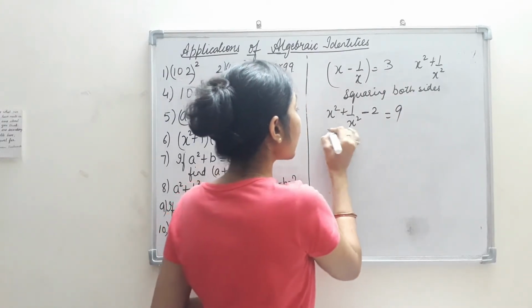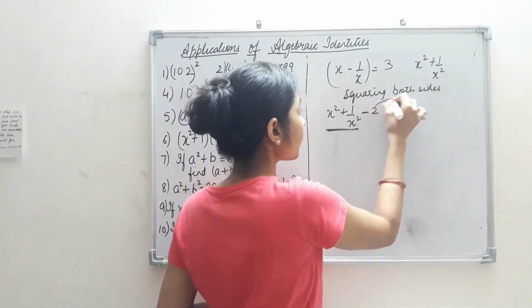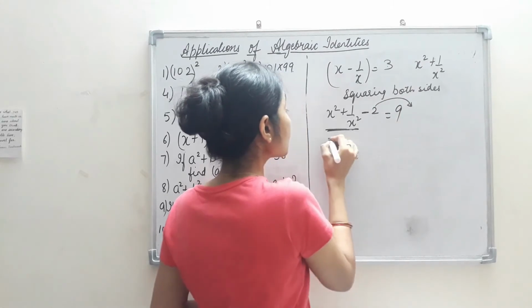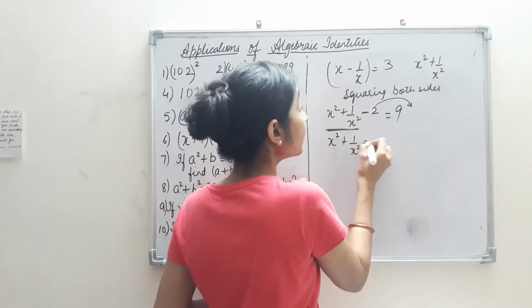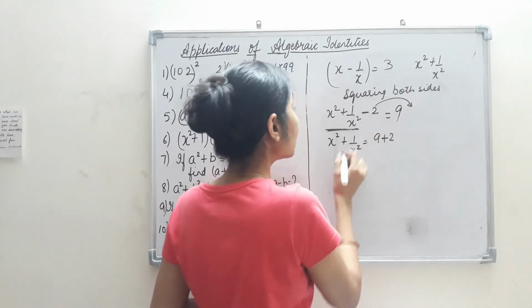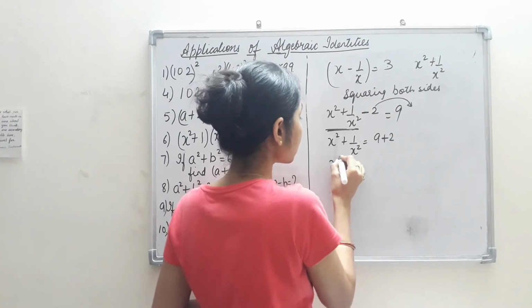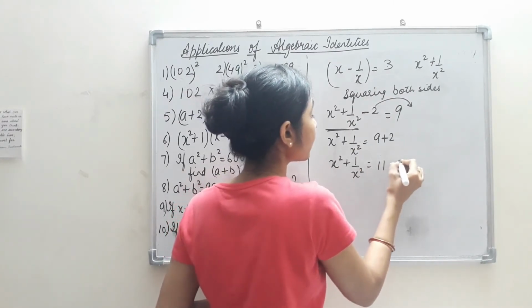Again we are asked the value of only this much term, and this 2 we need to remove from here. So we will take it on the other side. So x square plus 1 upon x square is equal to 9 minus 2. Sorry, 9 plus 2, because we are taking it on the other side, the sign changes there. So x square plus 1 upon x square is equal to 11 here.